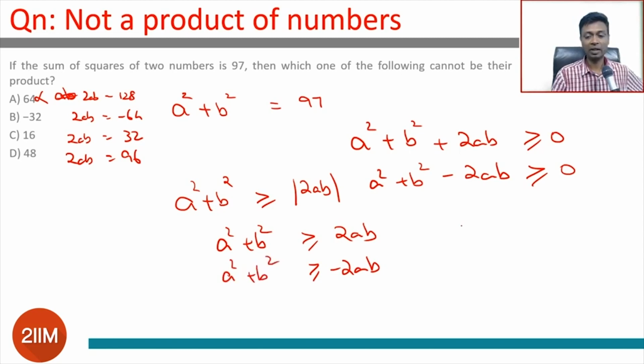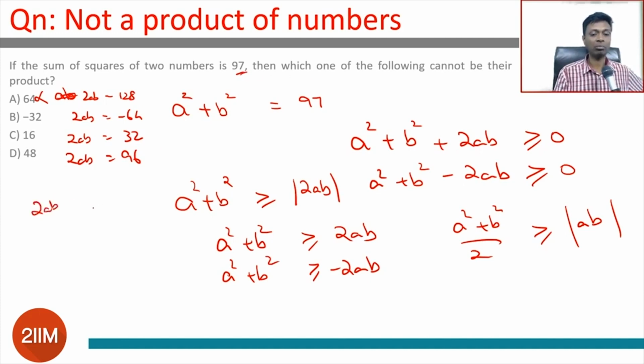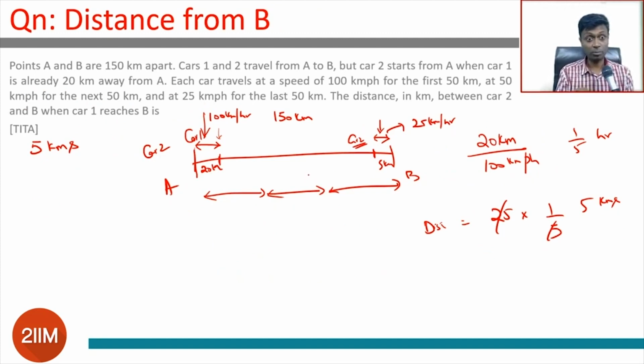That's the condition: a squared plus b squared by 2 is greater than or equal to the modulus of a into b, all the time. So this idea is very important, very useful. Here it is summing up to 97. So 2ab has to lie between 97 and minus 97, or ab should be less than 97 by 2 and greater than minus 97 by 2. All of these work, this one doesn't. So that's all we need to keep in mind for this question.